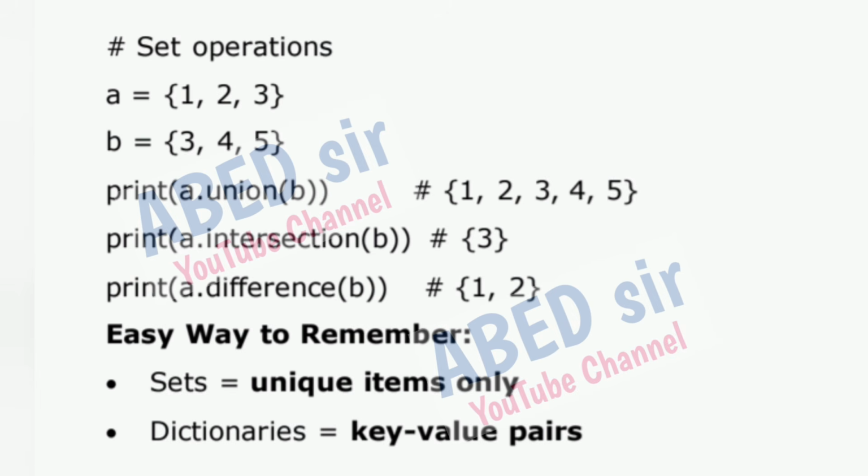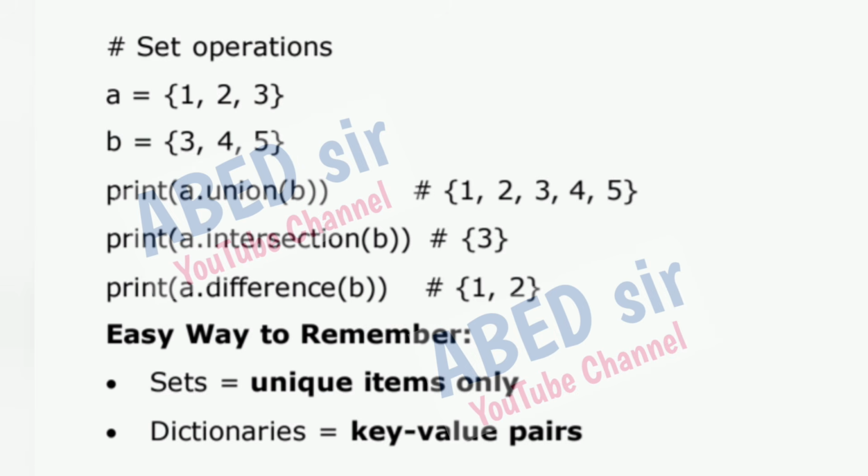Set operations. A = {1, 2, 3}. B = {3, 4, 5}. print(A.union(B)) # {1, 2, 3, 4, 5}. print(A.intersection(B)) # {3}. print(A.difference(B)) # {1, 2}.